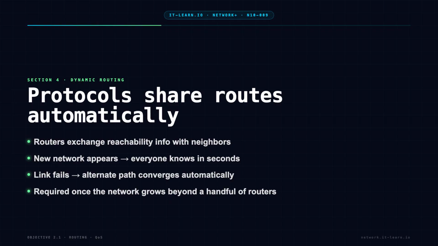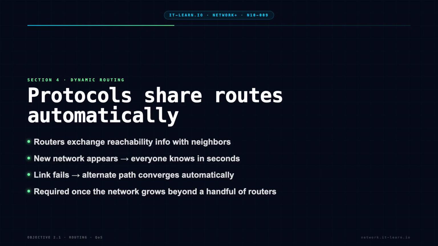The metric varies by protocol. RIP uses hop count, which is simply the number of routers a packet crosses. OSPF uses cost, which is based on link bandwidth. EIGRP uses a composite metric that factors in bandwidth, delay, and other values. BGP uses path attributes such as AS path length. Let's look at the major routing protocols.